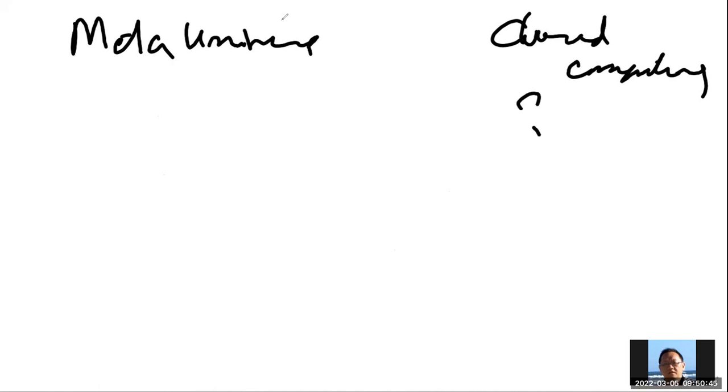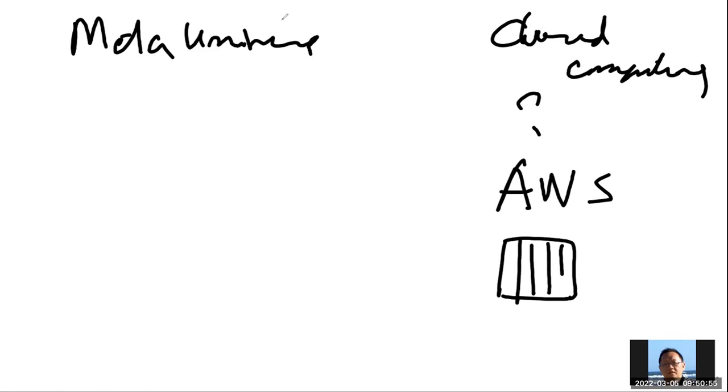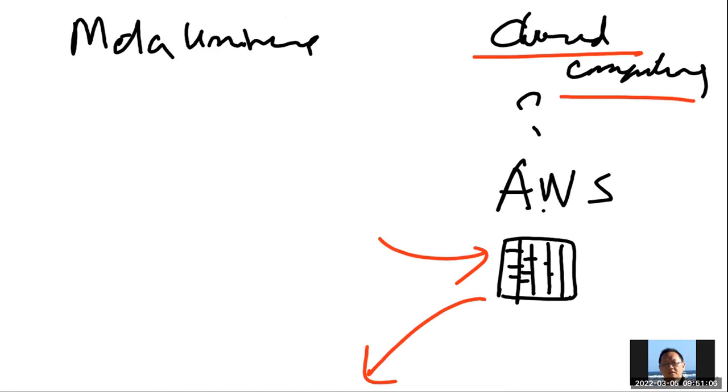What's the main difference? Here we have AWS, Amazon Web Services, right? Another company puts their server or data set in Amazon. So when you need to get data, you need to go through Amazon and then get it out. That's called cloud computing.